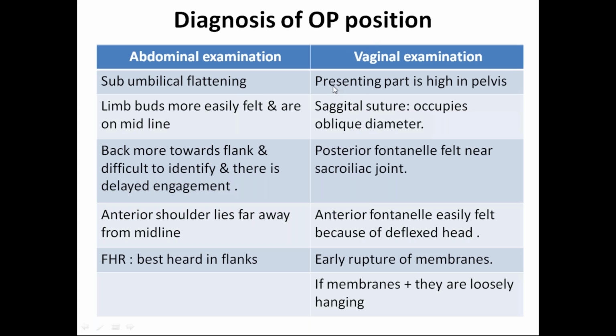So on pelvic examination, you find the head high up in the pelvis because engagement is very delayed. Descent is also very delayed because of the larger diameter. The sagittal suture is occupying the right oblique diameter. Then the posterior fontanelle will be felt near the sacroiliac joint. The anterior fontanelle will be easily felt because of the deflexed attitude.